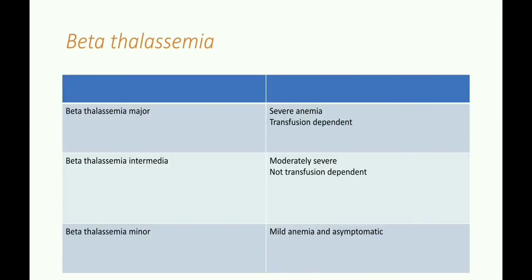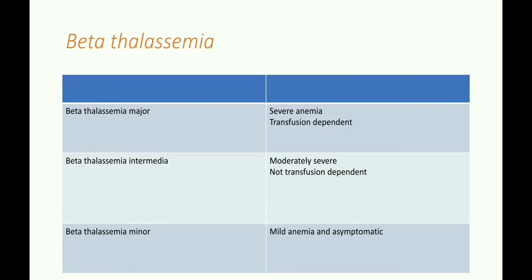So first of all, we will be discussing beta thalassemia. Beta thalassemia can be beta thalassemia major, intermedia, or minor. In case of beta thalassemia major, it is a severe anemia and it is even blood transfusion dependent. So in this case, you need blood transfusion to manage the patient.